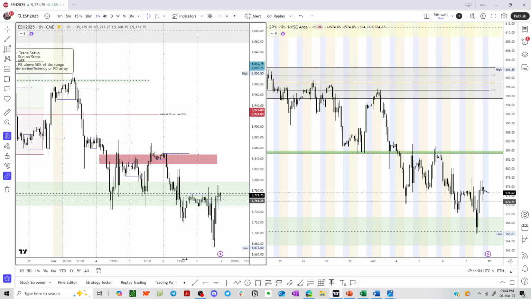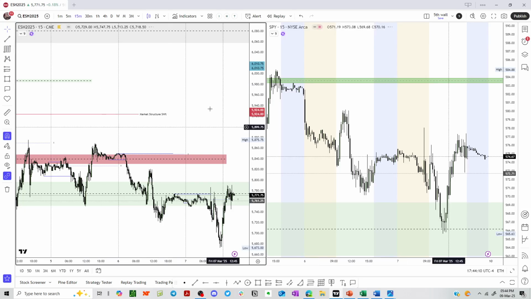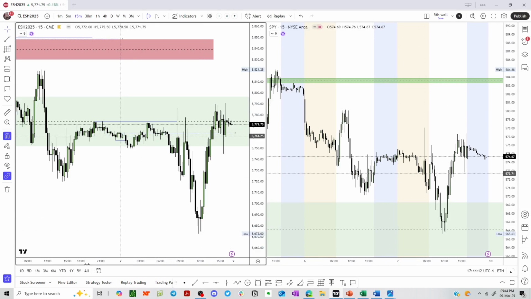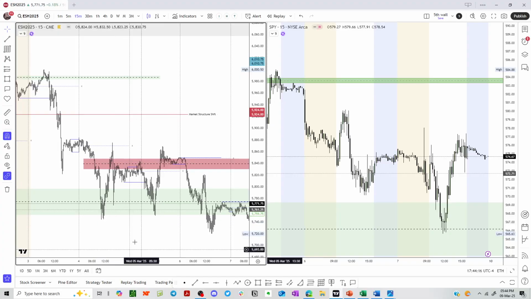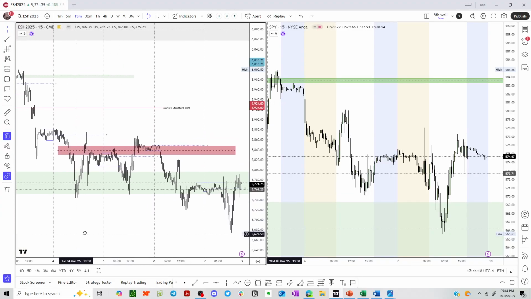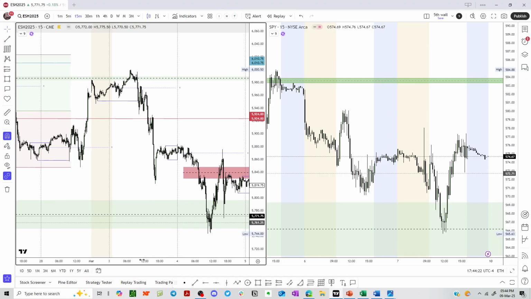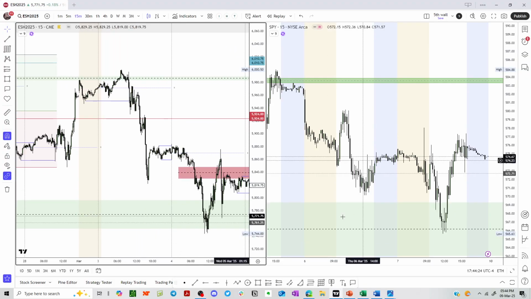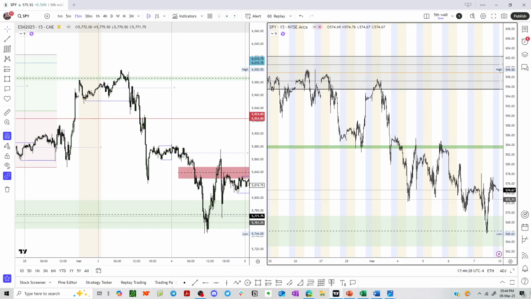I'm only going here. Anyway, and look for entry models. We already had the 4-hour entry. We had the 1 shot 1 kill weekly range, and then we can do some intraday price action trading utilizing these high time frame levels.